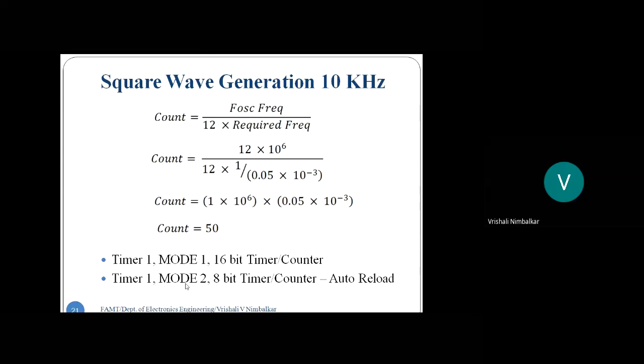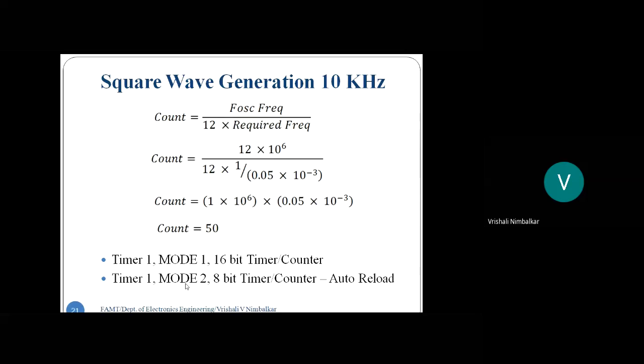In today's lecture, we will look into how to generate a square wave using mode 2, that is auto reload mode. Then we will look into how to generate a 40% duty cycle square wave. In yesterday's lecture, we had generated a 50% duty cycle square wave. So in today's lecture, we will look into how to generate a 40% duty cycle square wave. And then we will look into how to use mode 0 for generating delays and for generating square waves.